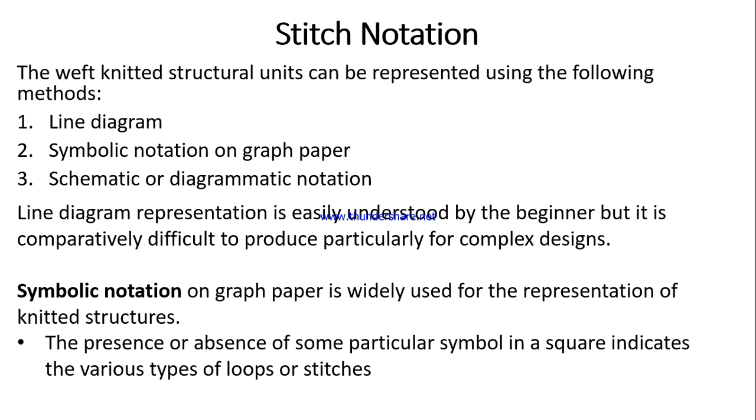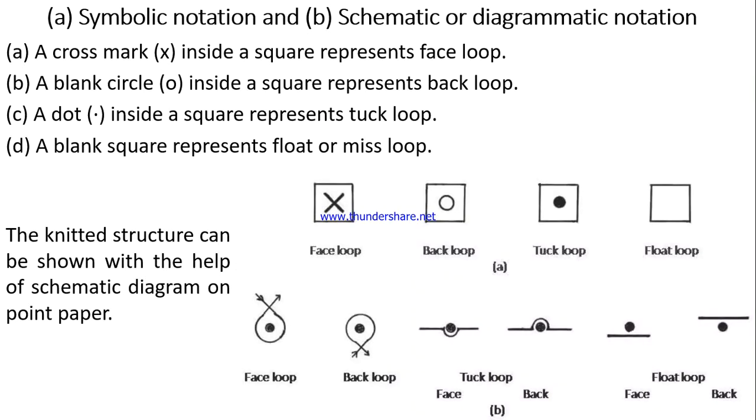Then symbolic notation on graph paper is widely used for the representation of knitted structure. Now we need to learn about the symbolic notation. The presence or absence of a particular symbol in a square indicates the various types of loops or stitches. The square is the square of the graph paper. So we need to use some symbol inside the square to indicate the various types of stitches. For example, here you can see the symbolic notation and the schematic or diagrammatic notation, respectively.